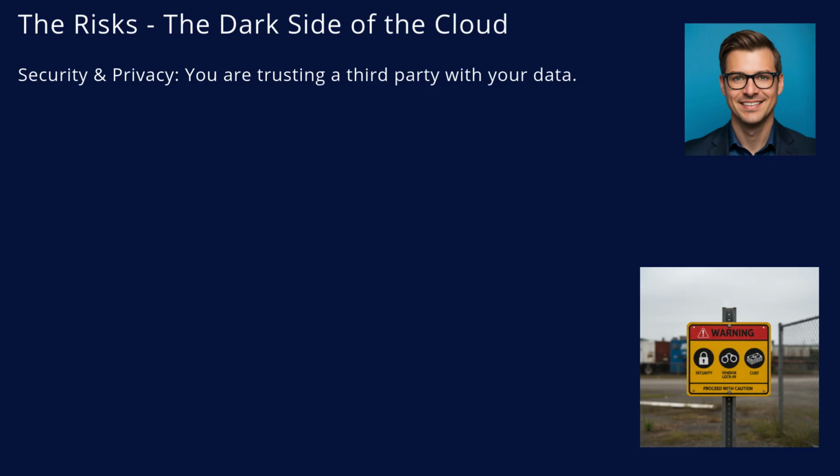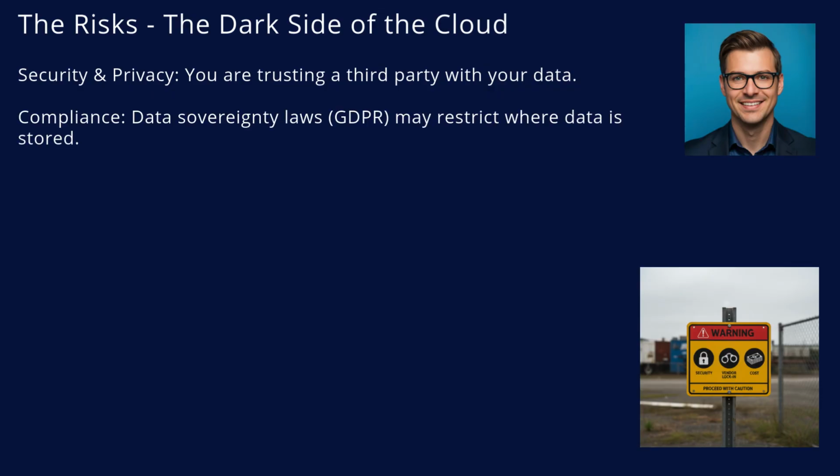First, security and privacy. You are trusting a third party with your data. The shared responsibility model is key here. Amazon secures the cloud, but you must secure what you put in the cloud. Second, compliance. Laws like GDPR care about where your data physically sits. You need to ensure your cloud region is compliant.